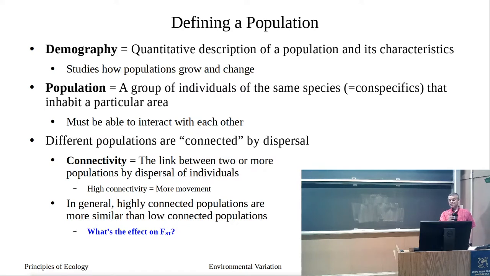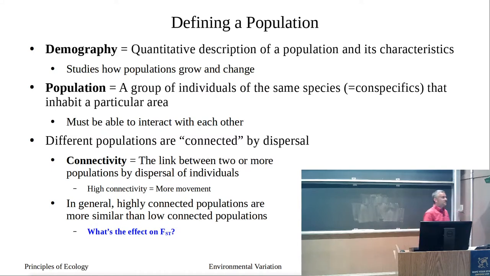Okay. We had an increase here. Who votes for that? Okay. Who votes for no change? So if we have a population and the connectivity increases, what happens to our FST value? We have a decrease. Who says decrease? Okay, who says no change? And who says increase? All right, so it looks like we've got decrease.